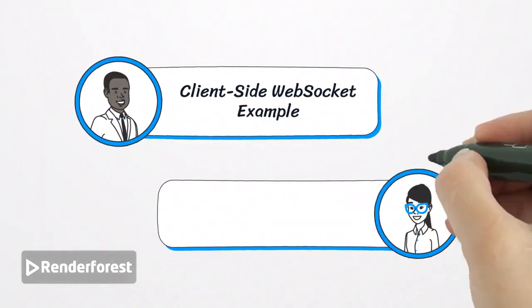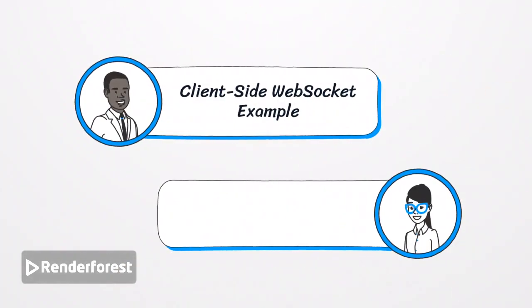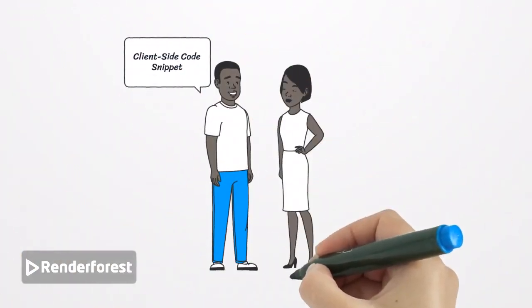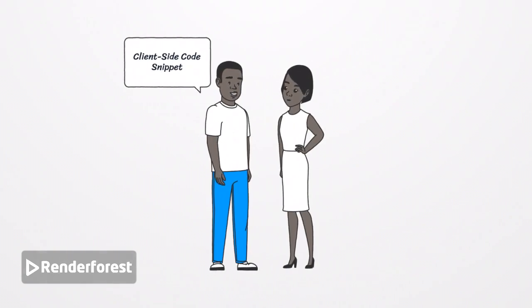Next, we'll implement a client-side example using JavaScript that connects to our WebSocket server and sends messages. Here's the client-side code snippet to establish a WebSocket connection and handle incoming messages from the server.